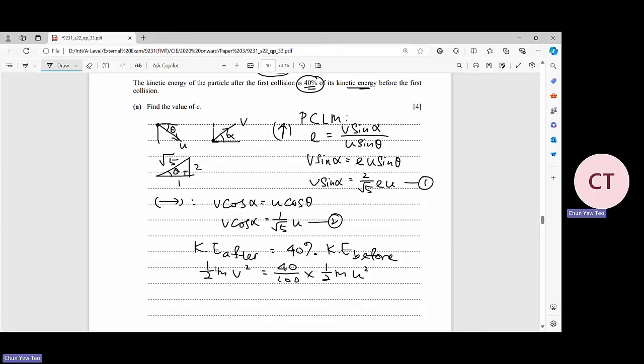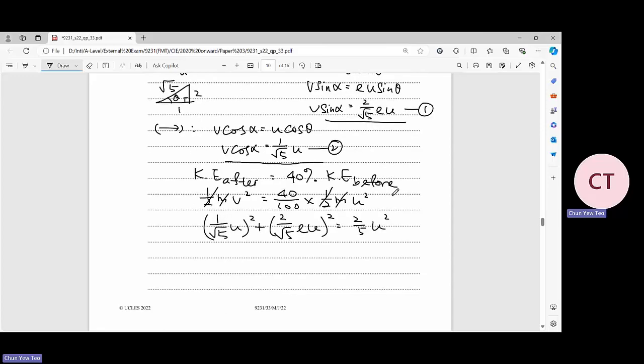Okay. So you can see that the half m and the half m can cancel off. So the v square, you take the 2 square plus 1 square. So it will be 1 over root 5 u square plus the 2 over root 5 eu square is equal to the 2 over 5 of the u square. Then all the u square can be cancelled. So you will get 1 over 5 plus 4 over 5 e square is equal to 2 over 5.